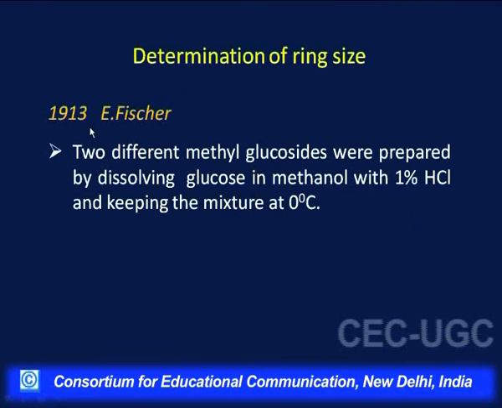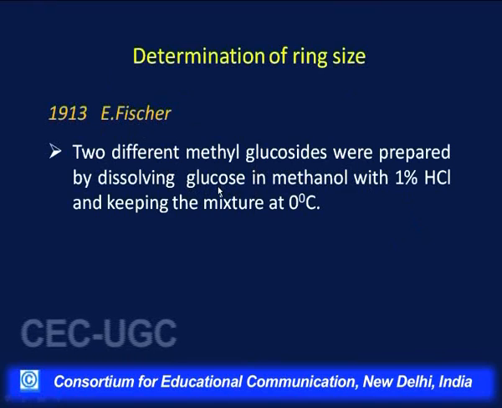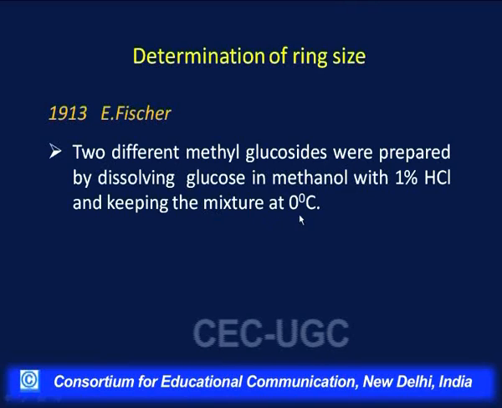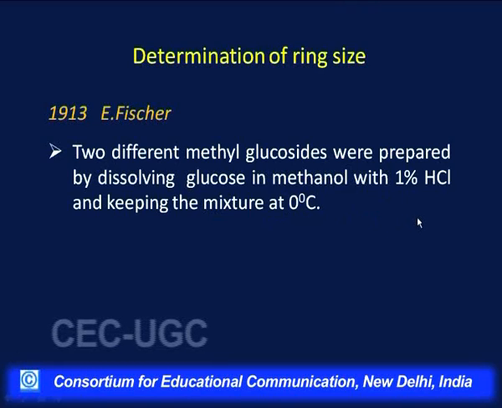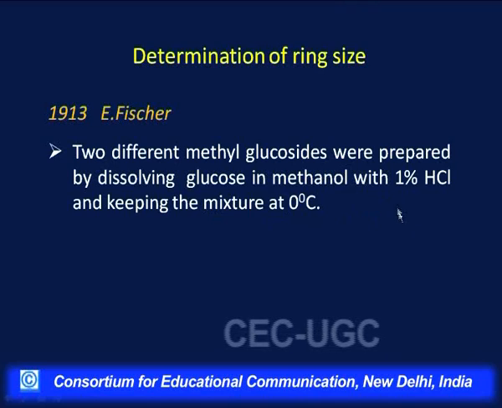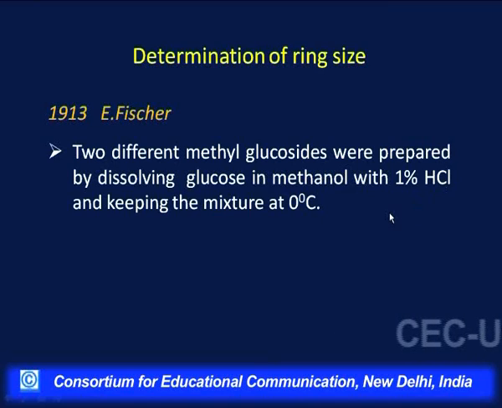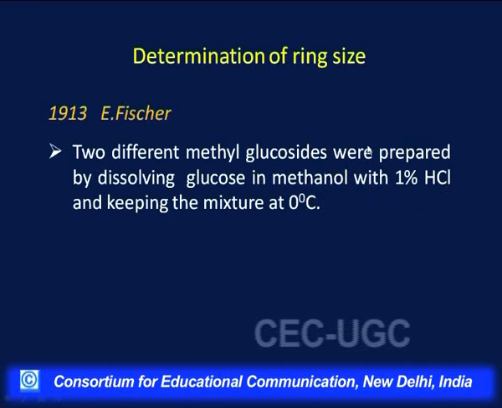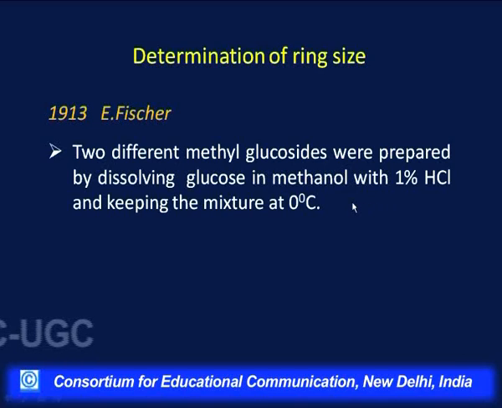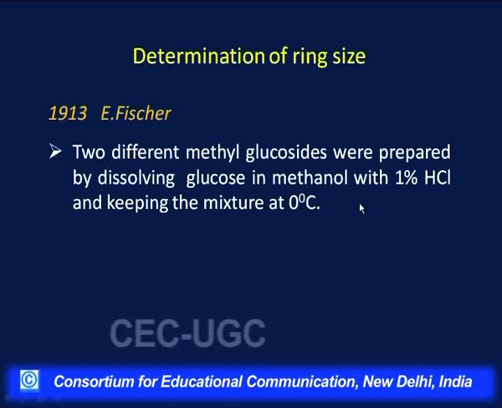But in 1913, again Emil Fischer found that 2 more glucosides could be obtained from glucose when glucose was mixed with methanol and kept at 0 degree Celsius in presence of 1% hydrochloric acid. This reaction was actually never used for the preparation of glycosides before, but it was just kept, and they found that something had been formed, and that 2 new compounds are there. They behaved like glucosides, but they were different from the glucosides which are obtained by heating.